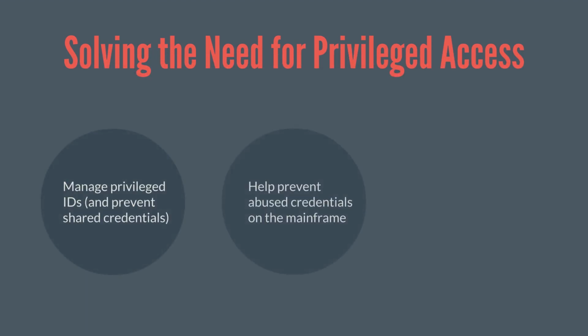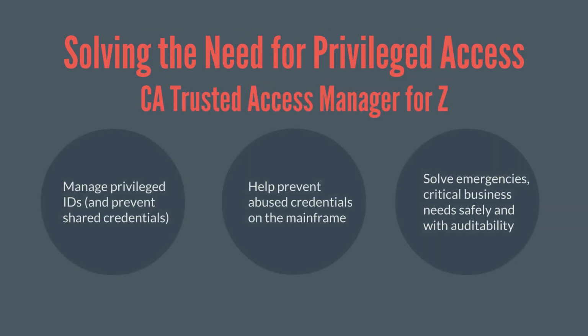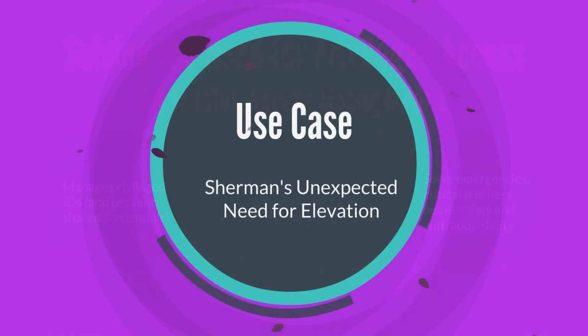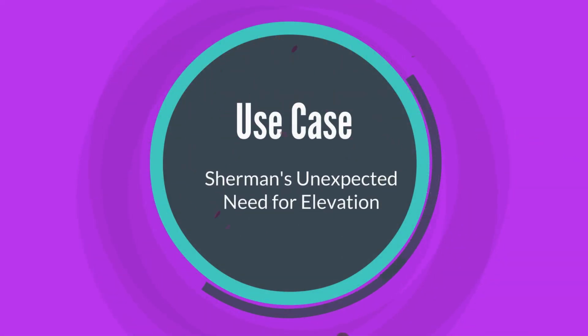But there is a business-changing solution available. CA Trusted Access Manager controls the management of privileged IDs, helps prevent abuse or unnecessary credentials on the mainframe, and lets key personnel solve emergencies and critical business needs safely and with auditability. Now, let's look at a use case.